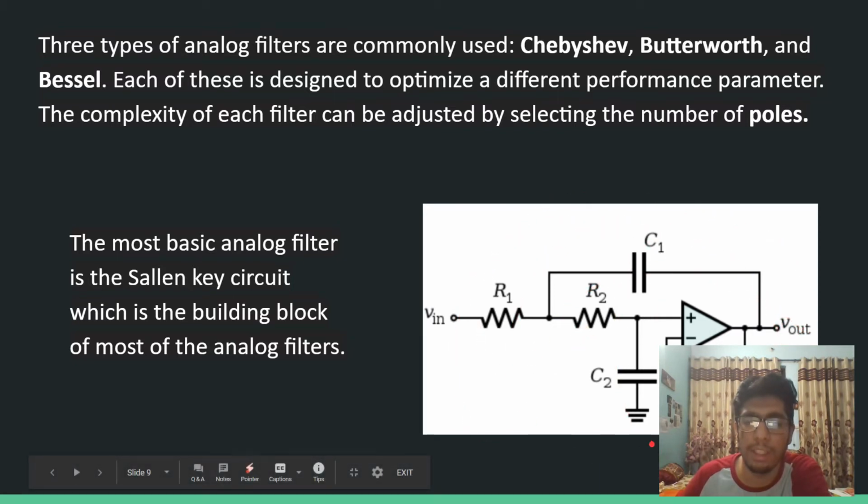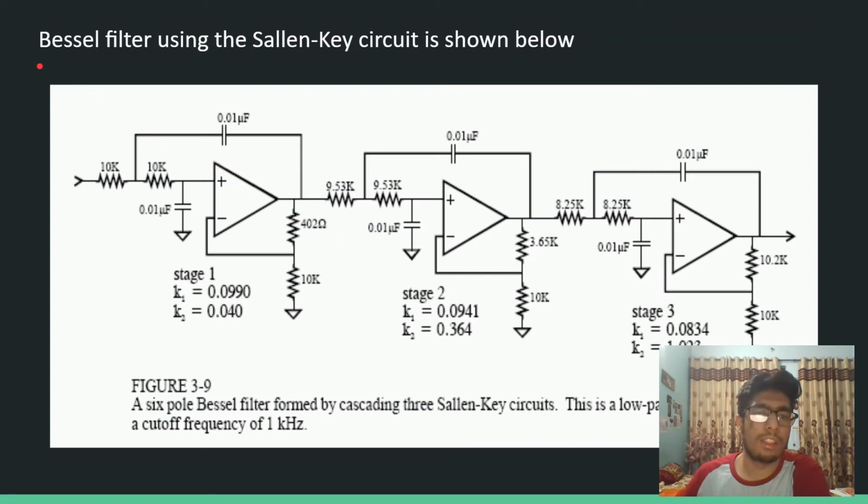So the most basic analog filter is the Sallen-Key circuit, which is shown here, comprising of resistors, capacitors and an op-amp. This Sallen-Key circuit is basically the building block of most of the analog filters. Next shown here is a 6 pole Bessel filter formed by cascading 3 Sallen-Key circuits. This is a low pass filter with a cutoff frequency of 1 kHz. As you can clearly see, combining 3 Sallen-Key circuits makes it quite complex, and the study of it also becomes quite complex.